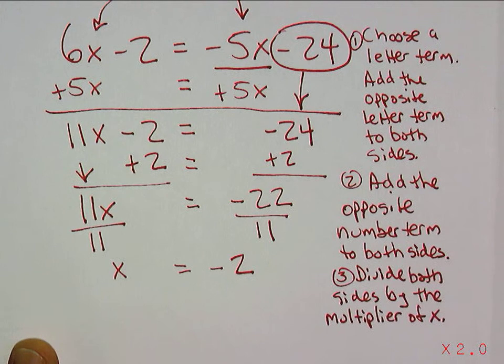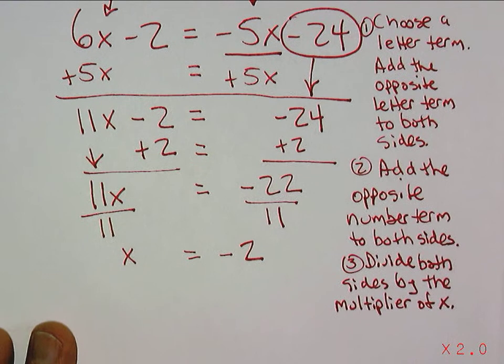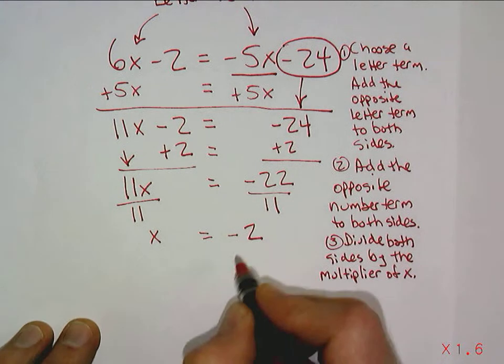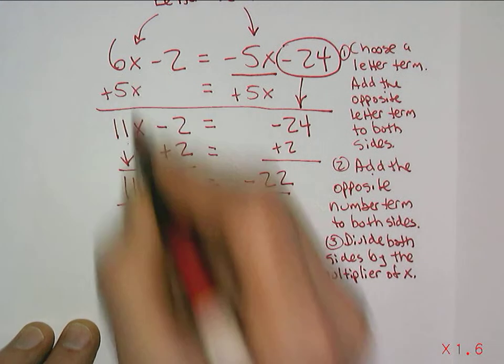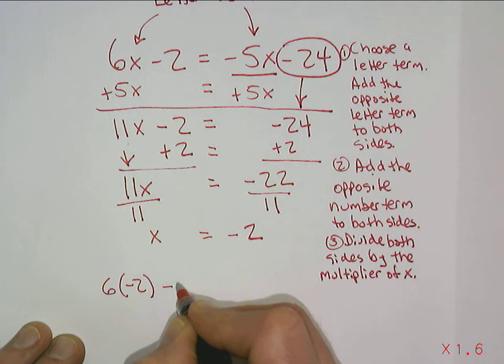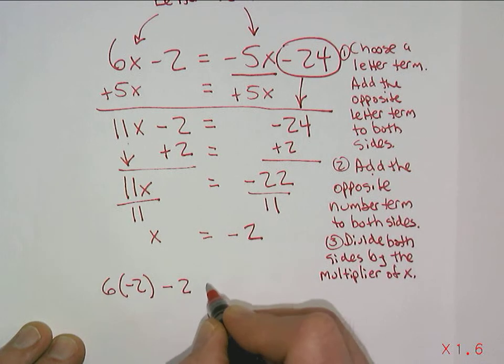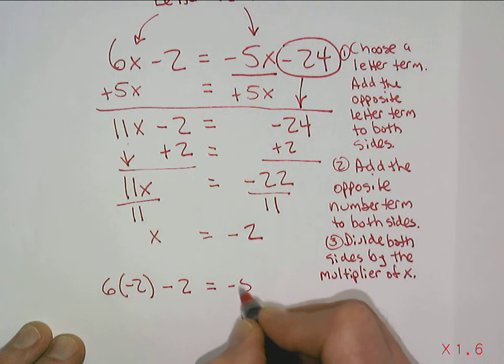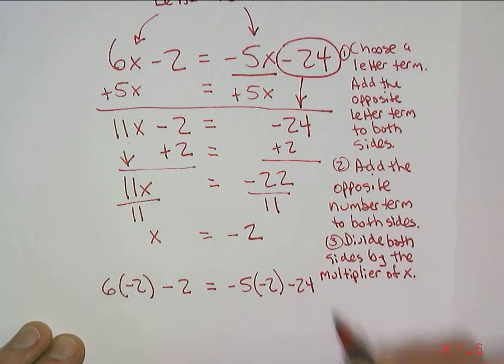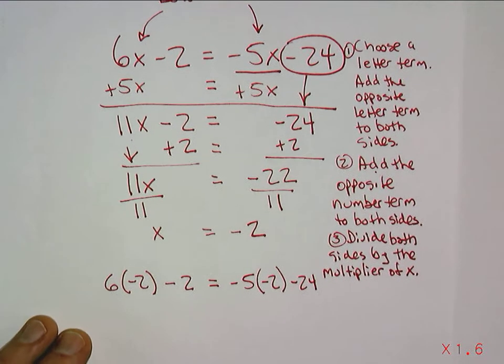And it never hurts to go ahead and put that back into the equation to see if it actually works. So I'm going to go ahead and put the negative 2 back in where it says x. So I have 6 times negative 2 minus 2, or plus a negative 2, equals negative 5 times negative 2 minus 24. So let's work all this through and see if it actually works out.